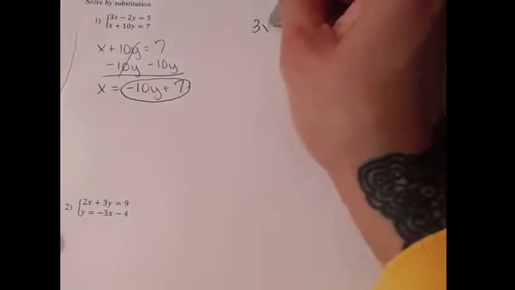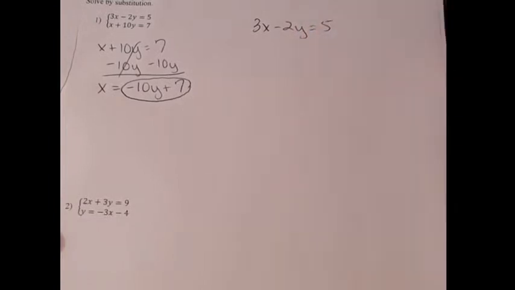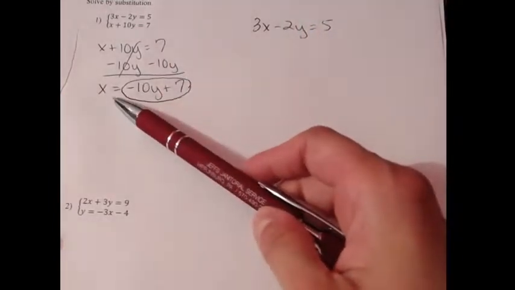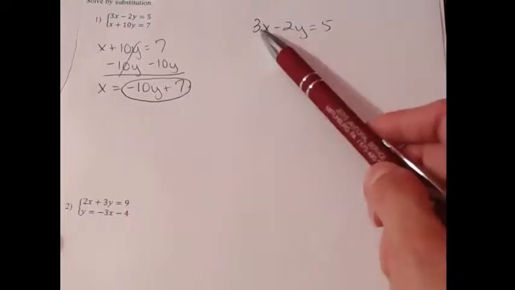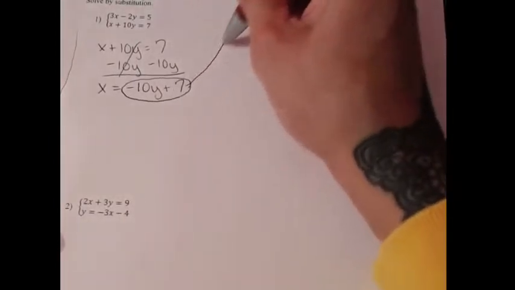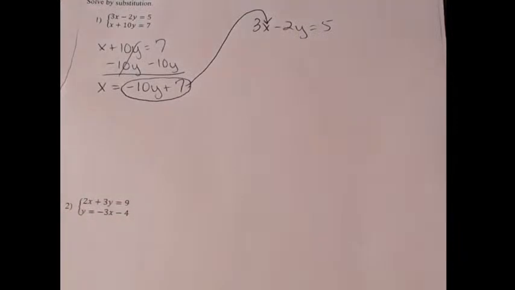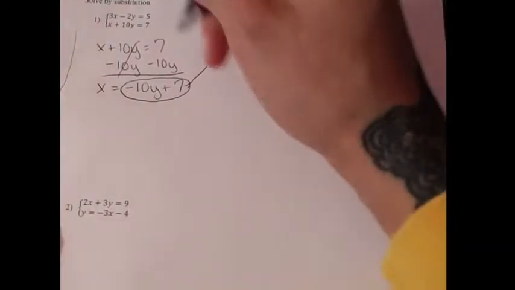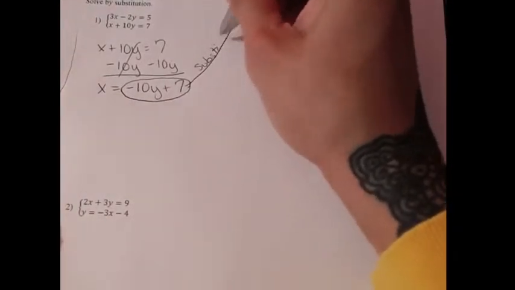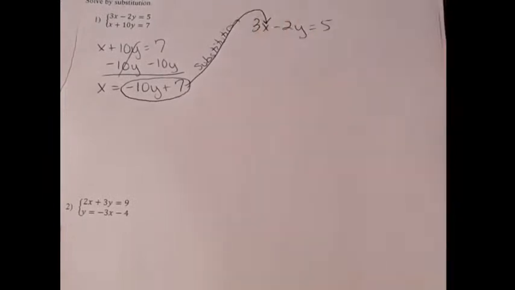x is that negative 10y plus 7. I'm going to rewrite my first equation, the one that I did not manipulate, and I'm going to note that x is negative 10y plus 7. That means we're going to substitute x for negative 10y plus 7. I'm a very visual person, so oftentimes I'll circle, I'll draw arrows, whatever it takes. If that's your style, please join me. It'll make it clear what you actually did. So we are going to make this substitution, which is why it's called the substitution method.